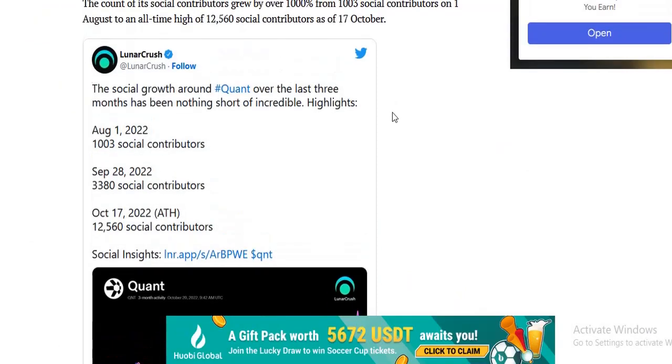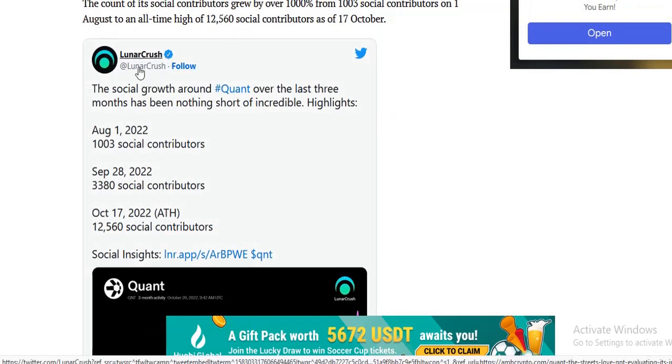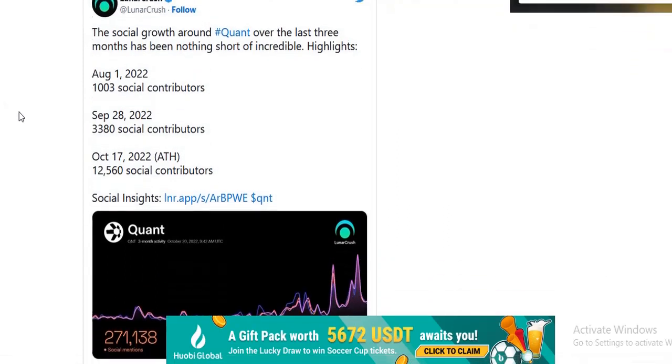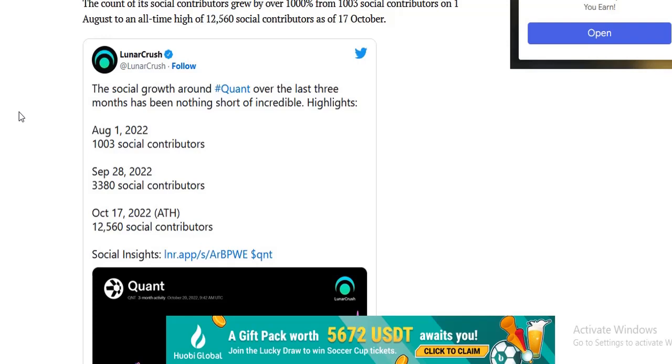The first slide I have is from Lunar Crush, which is one of those apps that tracks social engagement for coins. For example, with Luna and Solana, coins that had huge runs in the past, one of the things we can notice is that the social growth began increasing. When we saw a high level of social growth, especially on social media, the price began to increase.